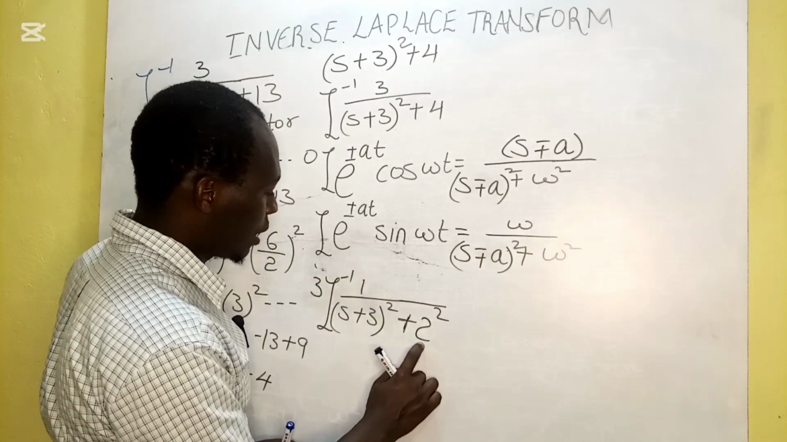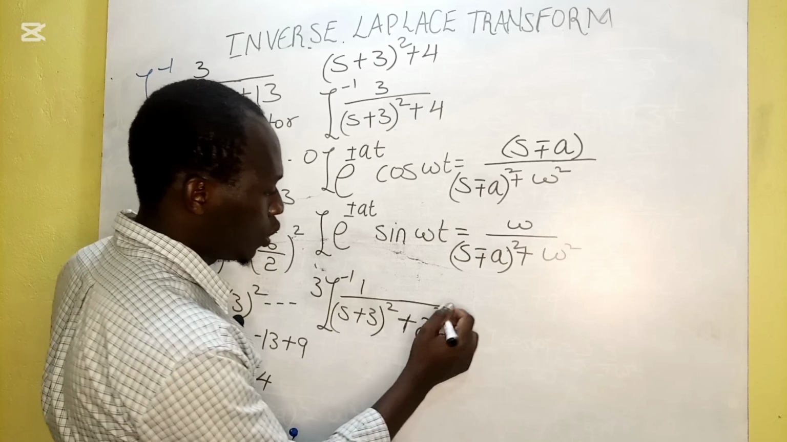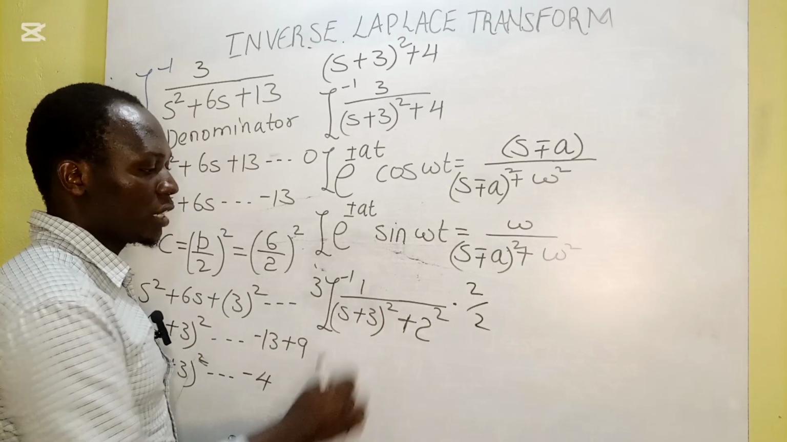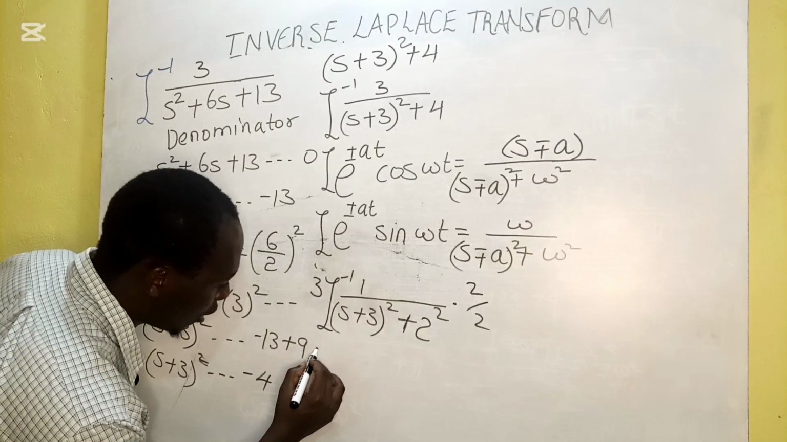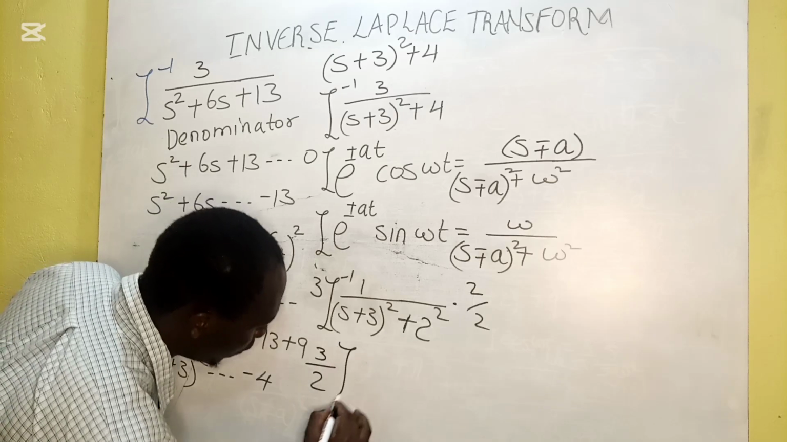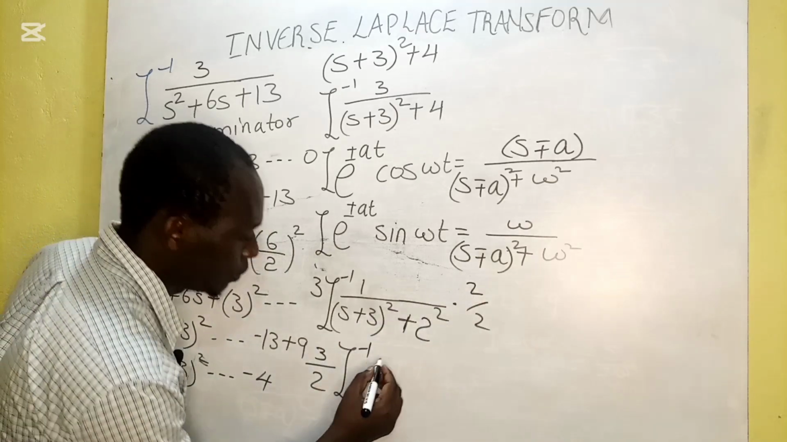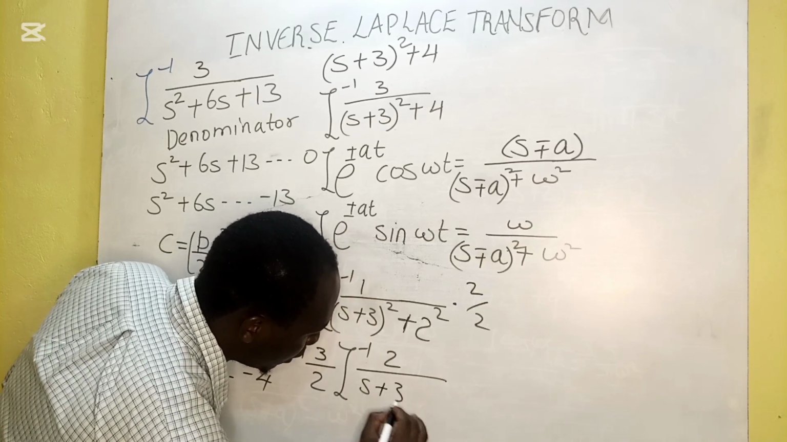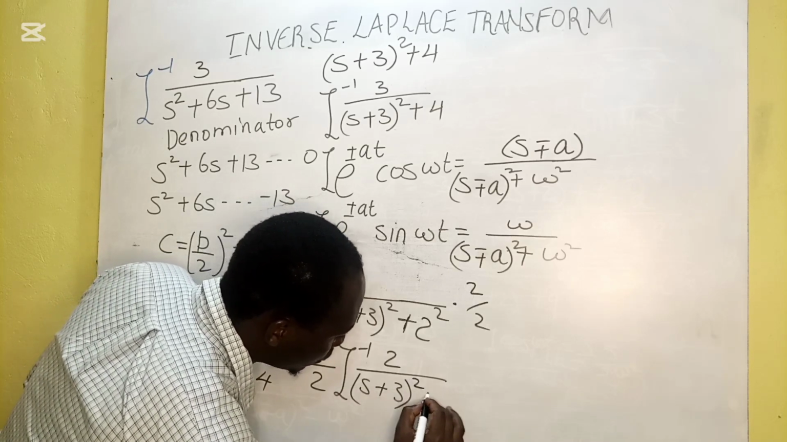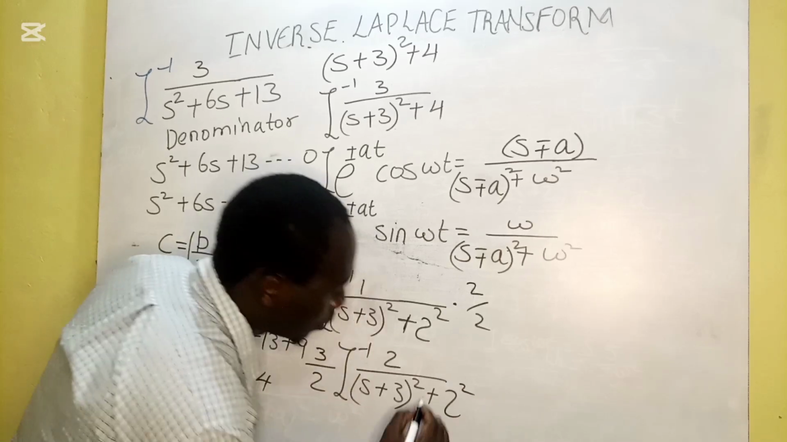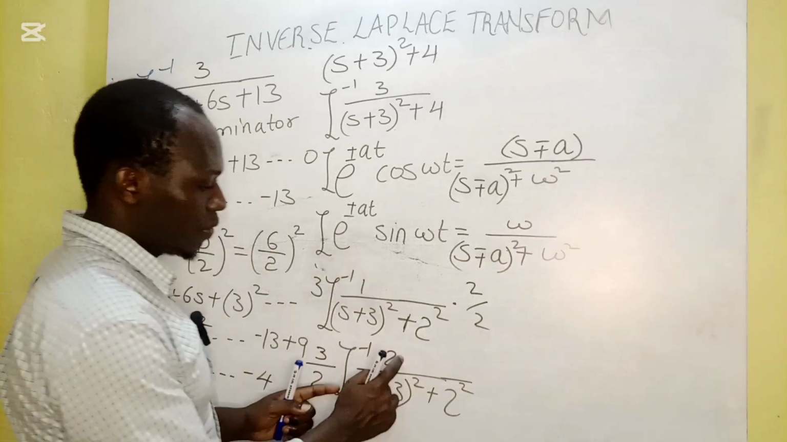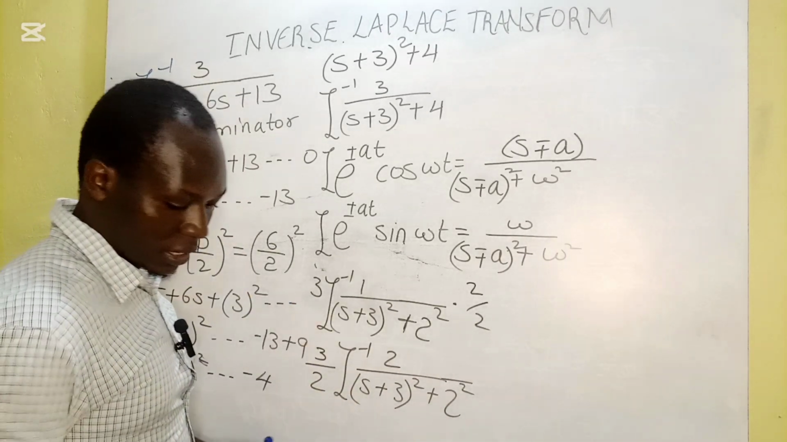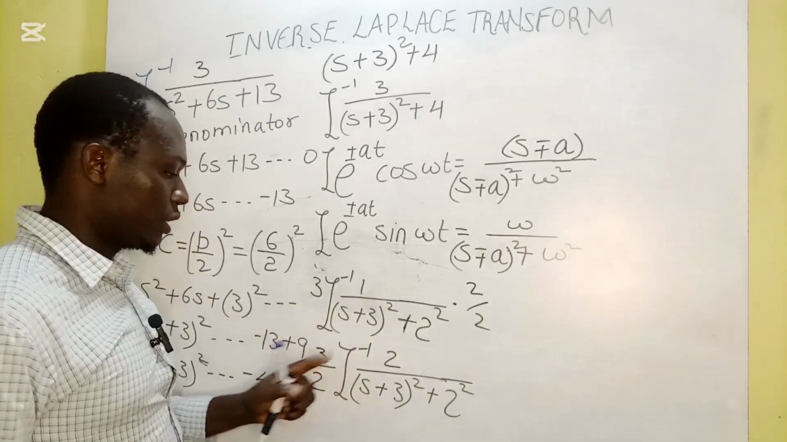We understand that our angle here is equal to 2. We multiply both the numerator and the denominator by 2 to introduce that 2 here. And we can come and have 3 all over 2, the inverse Laplace transform of 2 all over (s plus 3) squared plus 2 squared. You will find that whatever we are having here is equal to whatever we are having there. And now we can get into our answer.